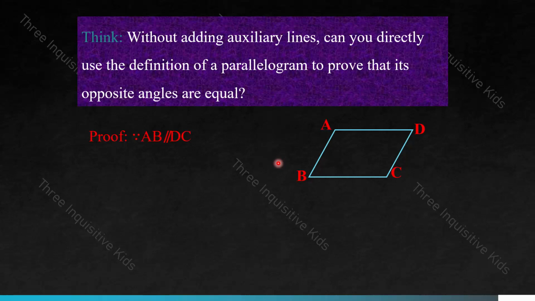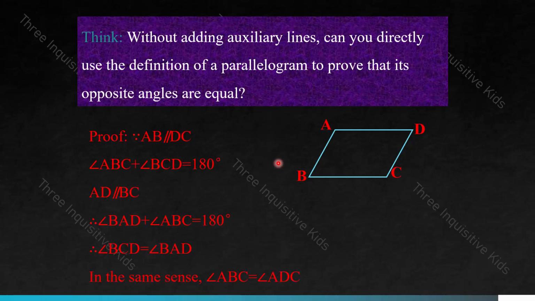Well, here is our proof. Because AB is parallel to CD, angle ABC plus angle BCD is equal to 180 degrees, and because AD is parallel to BC, we know that angles BAD and ABC added together is equal to 180 degrees. We also know that from this, angle BCD is equal to angle BAD. In the same sense, with the same reasons, angle ABC is also equal to angle ADC.